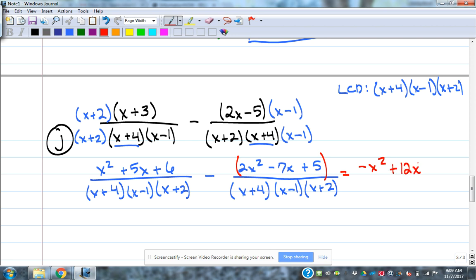Positive 12x. Positive 5 minus a negative 7. Double negative makes it plus. 6 minus 5 is 1. No x's, just a 1. And then the denominator we're leaving in the factored form.